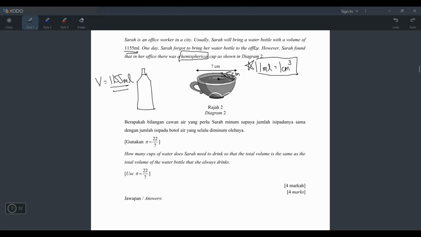I see this type of question in my previous year state paper videos also. I remember, I forget which state, it was last year already. So this one is very important. Make sure from now on you remember this, please. 1 milliliter is 1 cm cube, not 1 cm, 1 cm cube.